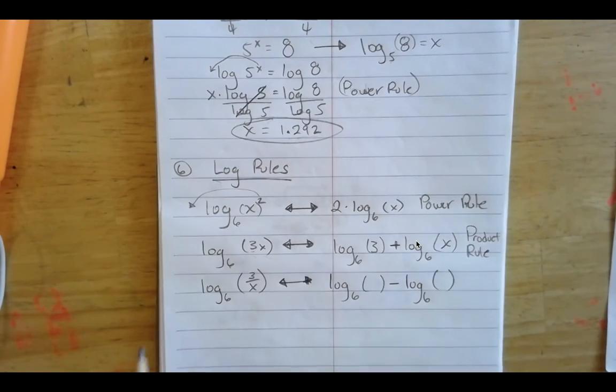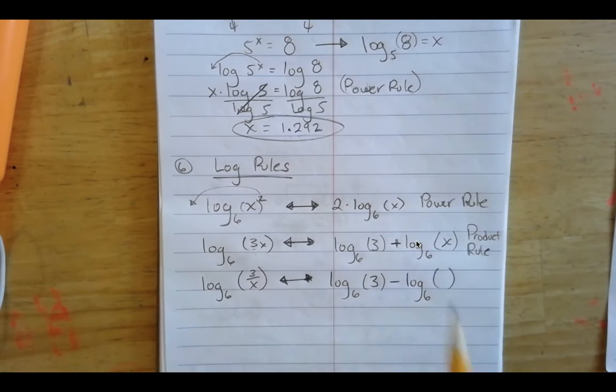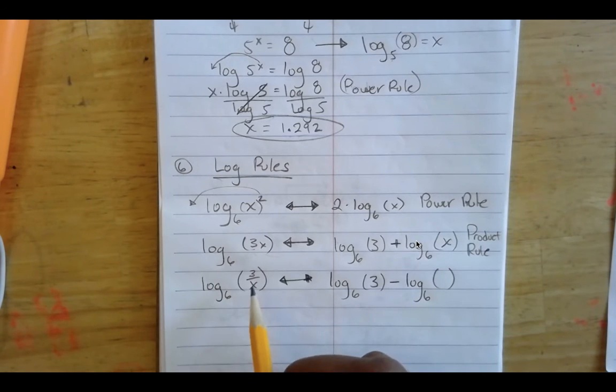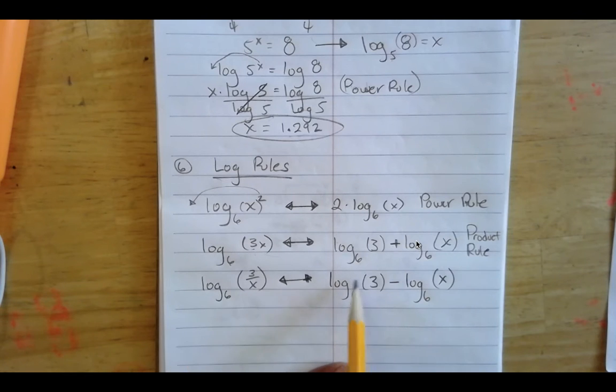And what's important here is that the number on the top, your numerator, has to go first. You want that to be the first one. And then you're going to subtract the log of the denominator next. So always make sure you put the number on top first and then the number on the bottom second.